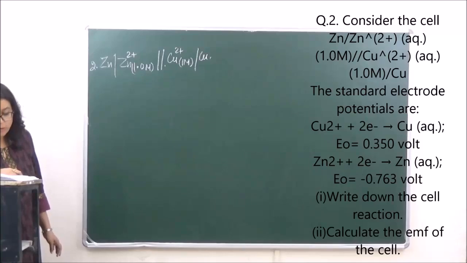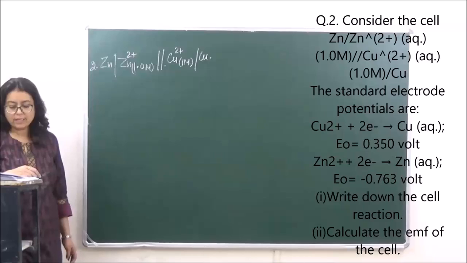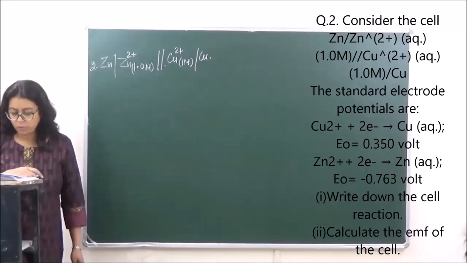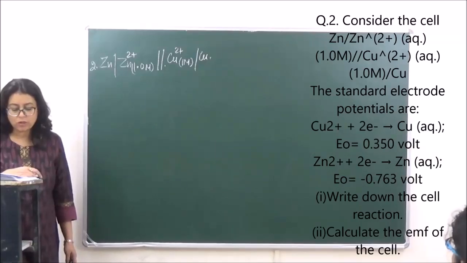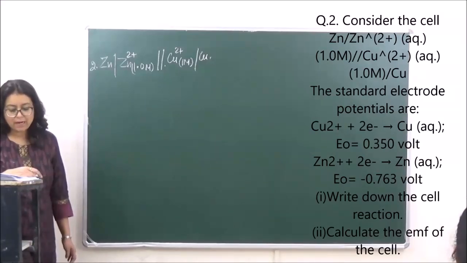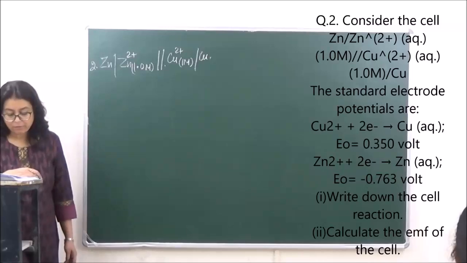The standard electrode potentials for Cu2+ plus 2e to Cu is 0.35 and the other one is minus 0.763 volt. Write down the cell reaction and calculate the EMF of the cell.